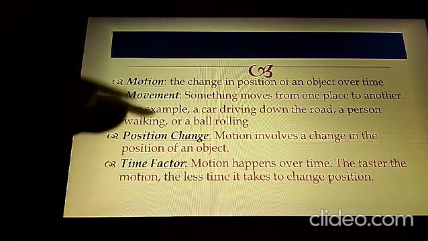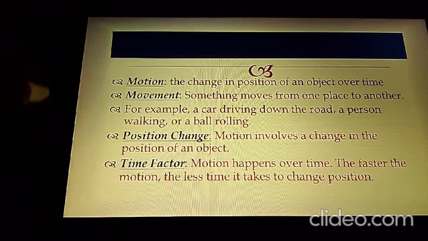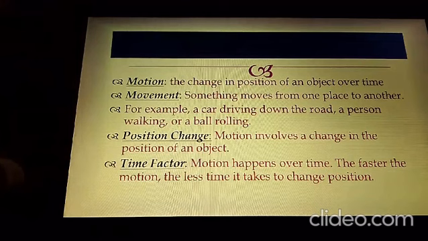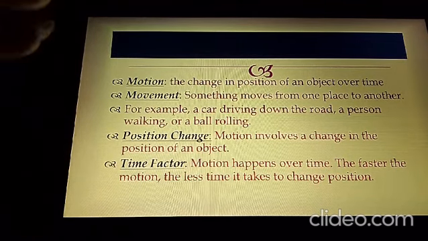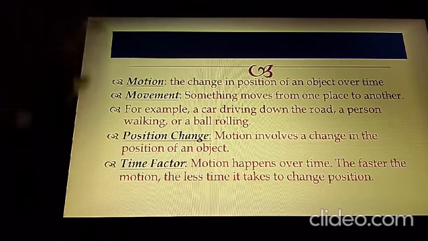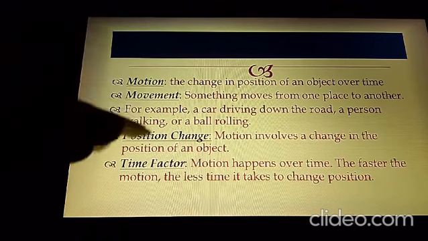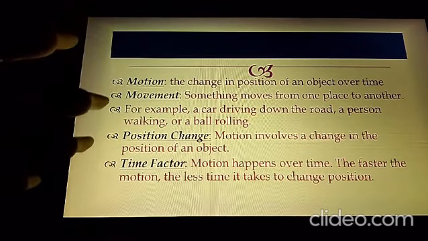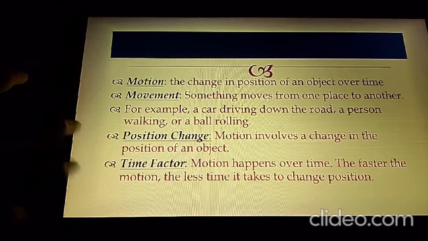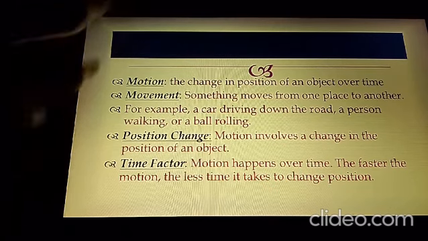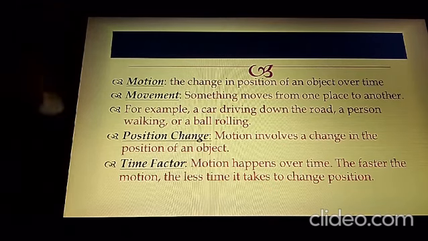Motion is any change in the position of an object over time, and we can further explain this term in three ways, or by using three key factors. The first one is movement: as a result of the motion, something moves from one place to another, like a car driving down the road, a person walking on the road, or the rolling of a ball.